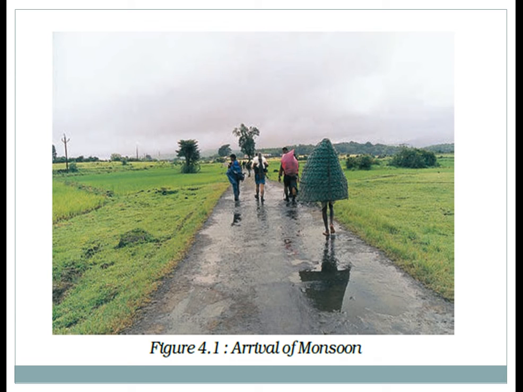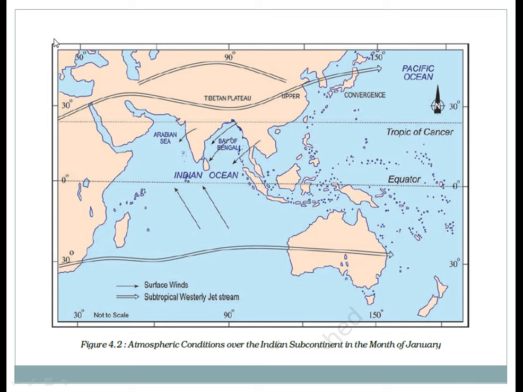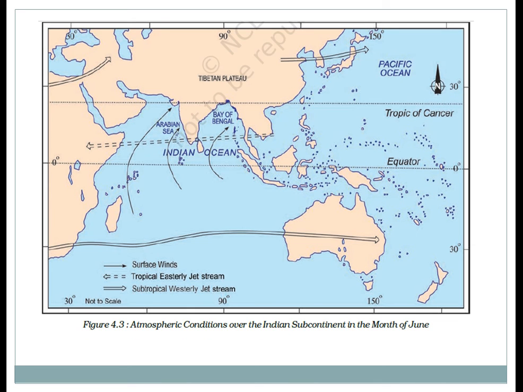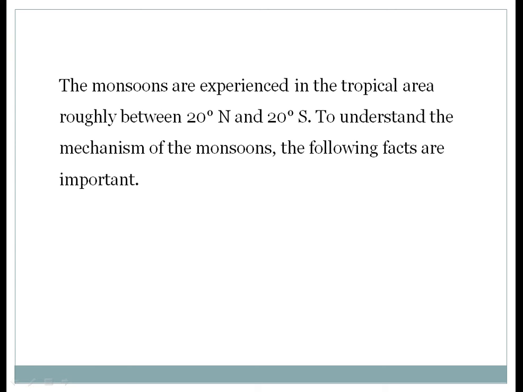Figure 4.1 is speaking about the arrival of monsoon. Here you can see how the wind system is moving. This shows the atmospheric condition over the Indian subcontinent in the month of January. Another photograph, figure 4.3, shows the atmospheric condition over the Indian subcontinent in the month of June. Here the winds have now turned. This curve you are seeing is the arrival of monsoon. Just now I stated about this 20 degrees north and 20 degrees south.